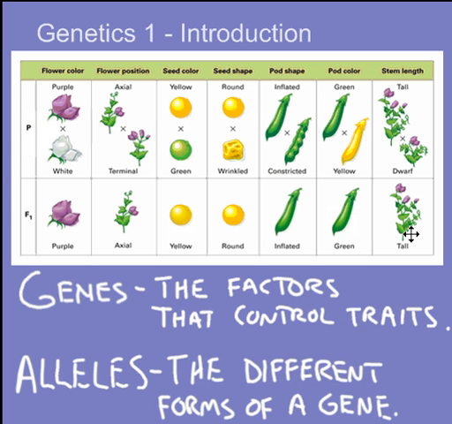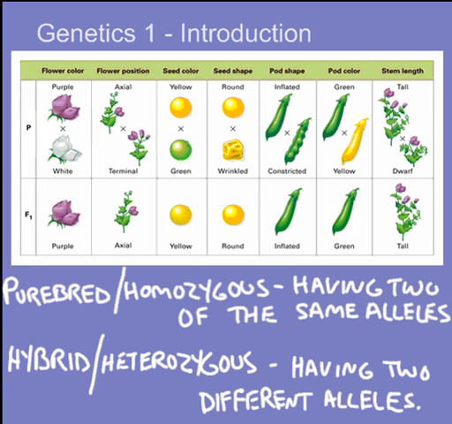Okay, 100% of the time when he crossed tall with short, he got tall plants. This was very confusing to Mendel. So alleles are the different forms of a gene. A purebred is going to have two of the same alleles. A hybrid or heterozygous are going to have two different alleles.